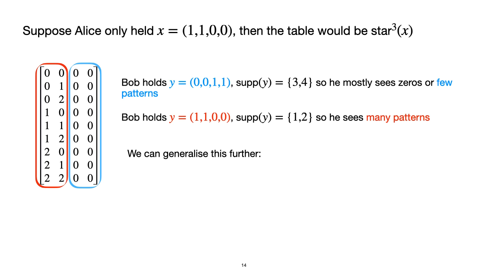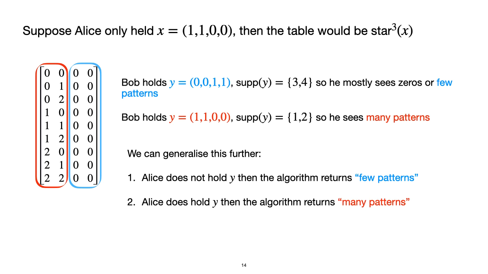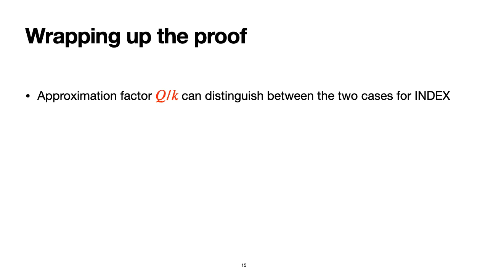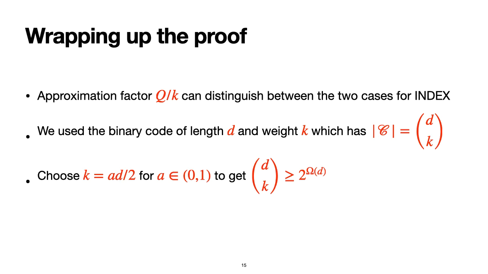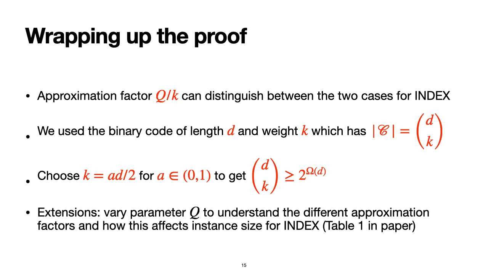We can generalize this further. If Alice does not hold y, then the algorithm should return something like few patterns. If Alice does hold y, then the algorithm should return many patterns. Now, overall, we can use this reasoning to show that an approximation factor of q over k can distinguish between the two cases for index. We can show that the code we use is large, and in the paper we demonstrate how to trade off between q and k to get the 2 to the omega d lower bound.